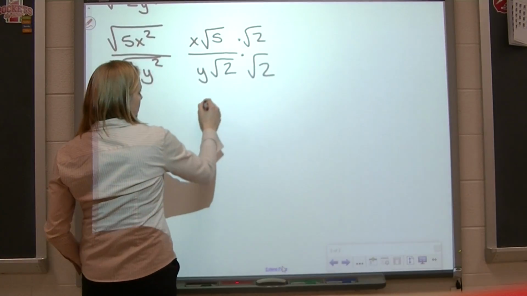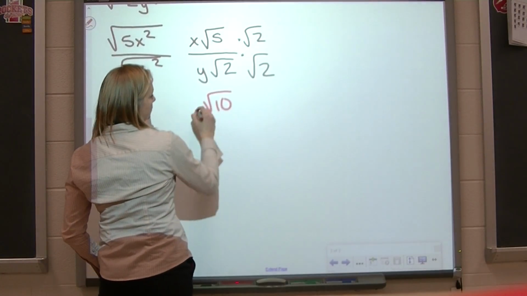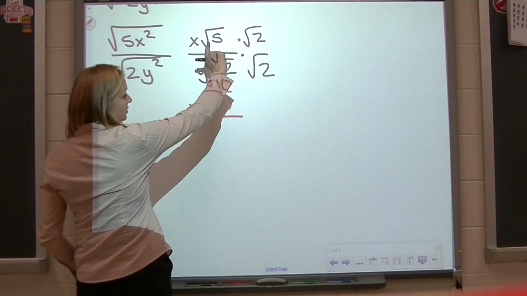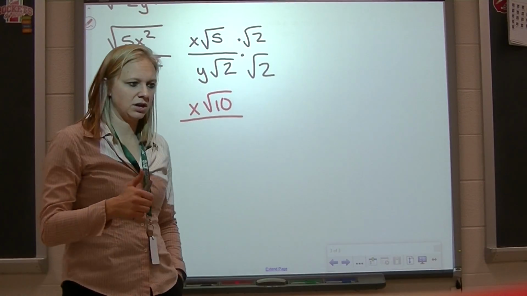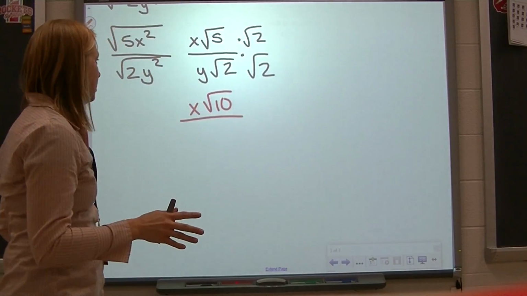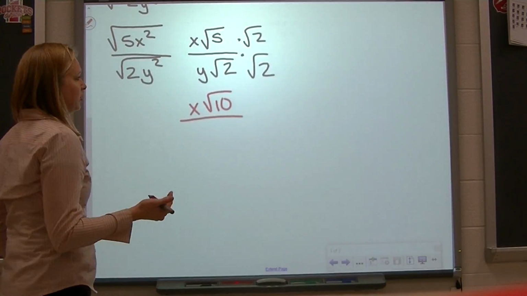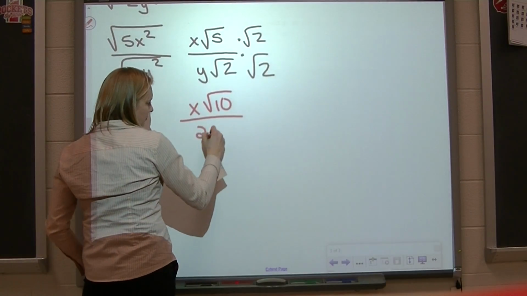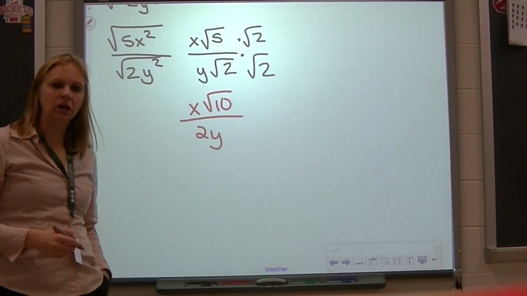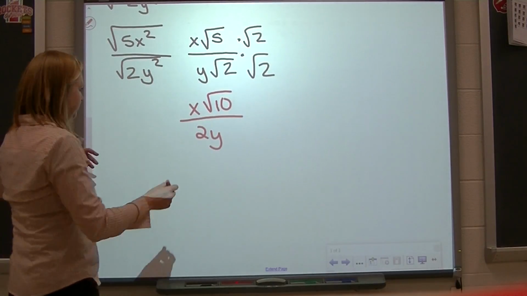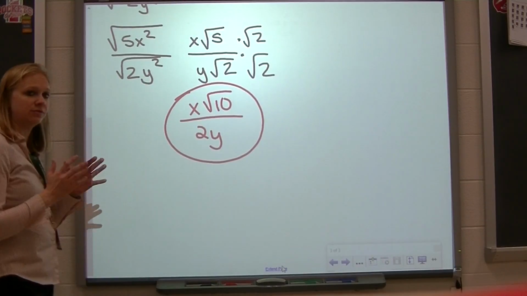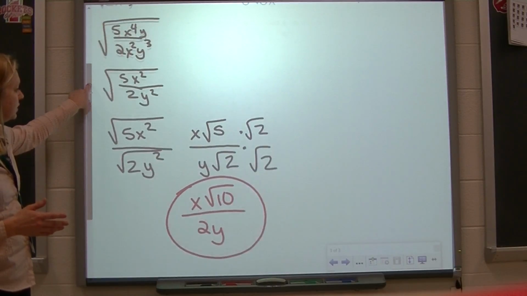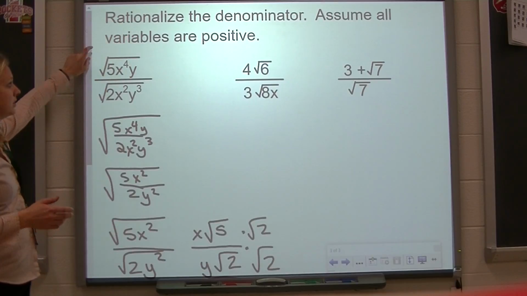So this ends up being the square root of x, the square root of 10, because the square root of 5 times the square root of 2 is 10. That can't simplify any further because we have 1, 4, 9. 1 we can divide it by, but that's not going to change the square root of 10. And then we have 2y. So this is the answer in simplest form. We don't need to worry about absolute value symbols because it says assume all variables are positive.